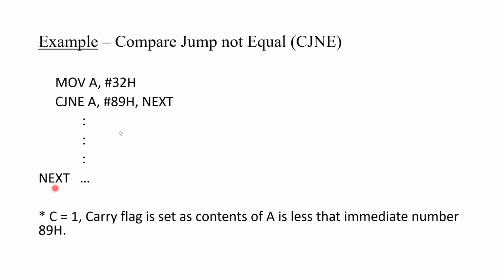And also you can see that A has the content 32. The immediate number is 89H. A is less than 89H, so the carry flag is set to 1 here, right? In fact, we have seen the usage of CJNE while writing programs for finding the largest number, the smallest number, arranging the numbers in ascending order, and arranging the numbers in descending order, depending on whether the contents in A are less than or equal.